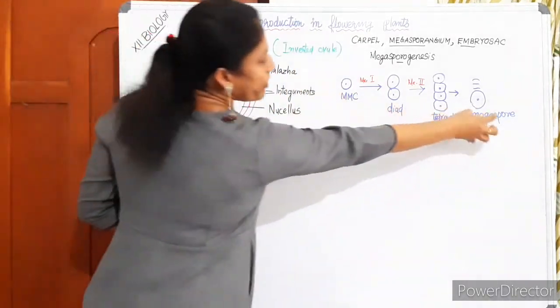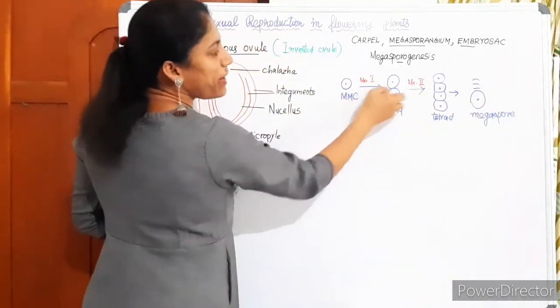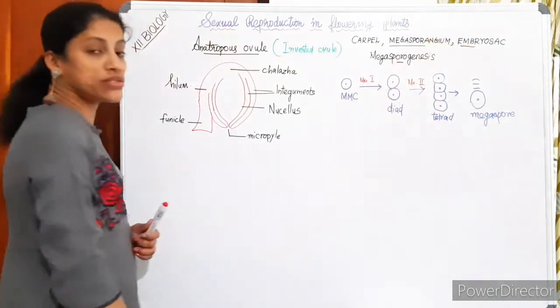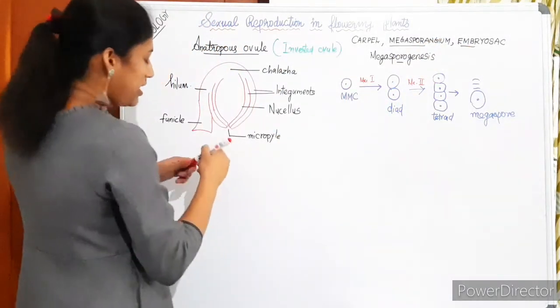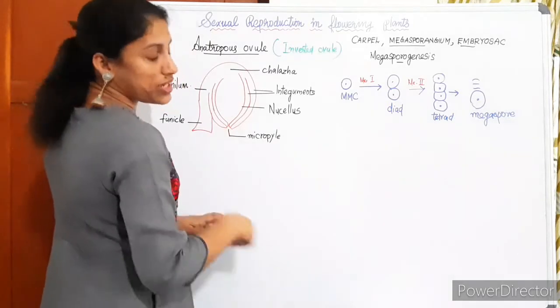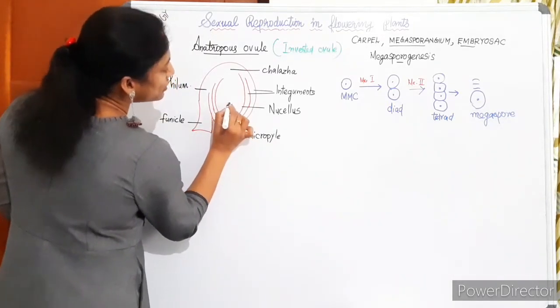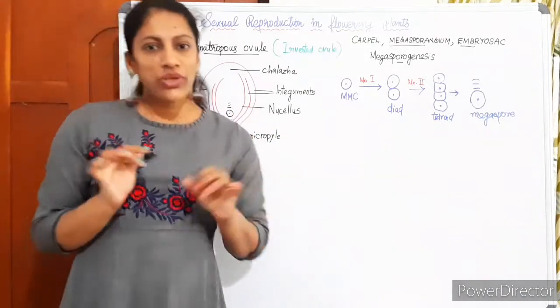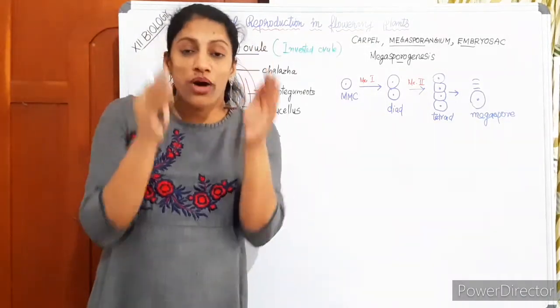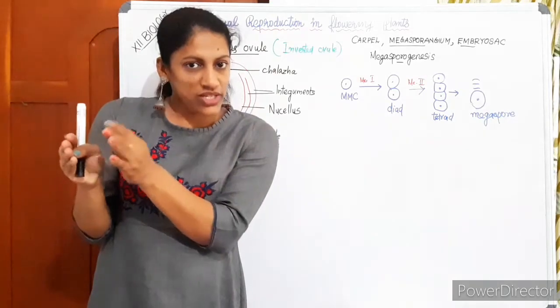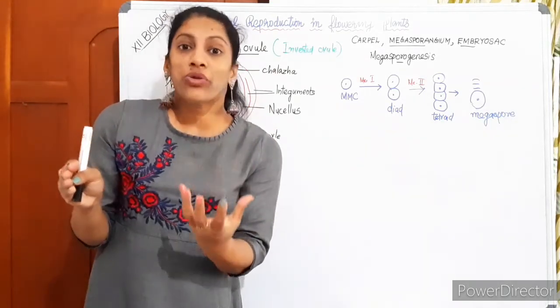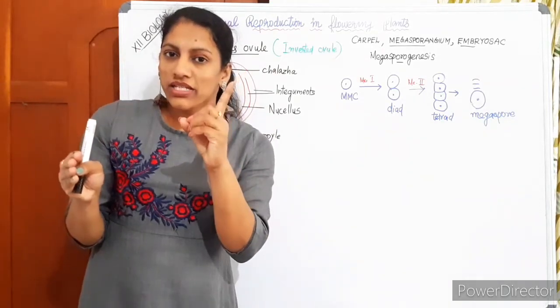So, the formation of megaspore from megaspore mother cell by meiosis is called megasporogenesis. Megasporogenesis is complete, and as a result of megasporogenesis, what has formed here? Single megaspore has formed, the other 3 degenerated. Do you get me?